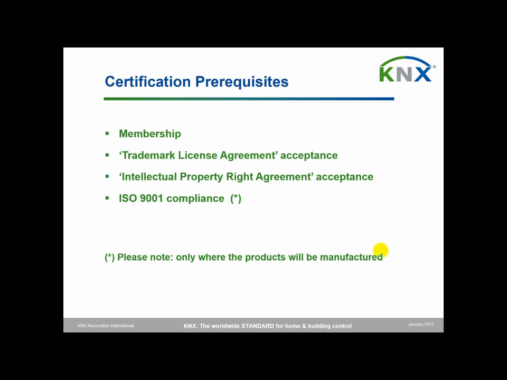And also you need to be compliant to the standard ISO 9001, or at least the place where the products are actually manufactured needs to be ISO 9001 compliant. ISO 9001 means that there is a quality control system set up in that factory, so that the quality indeed can be assured of these KNX products that are manufactured there.